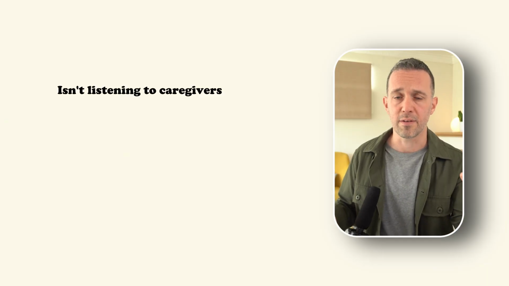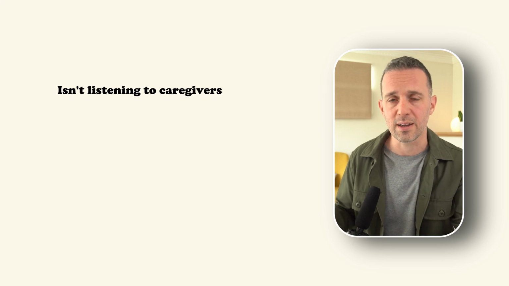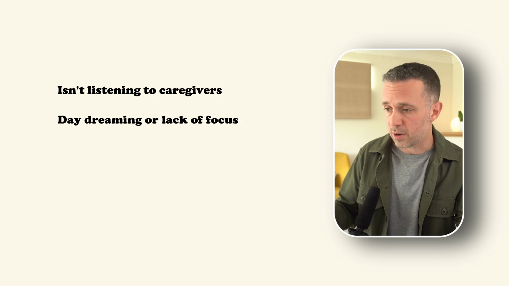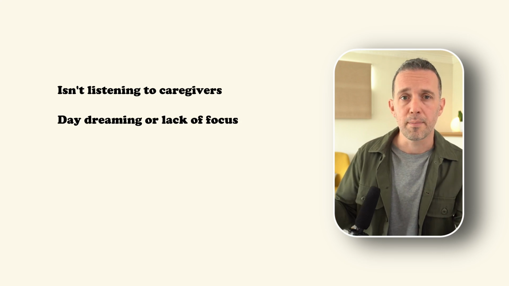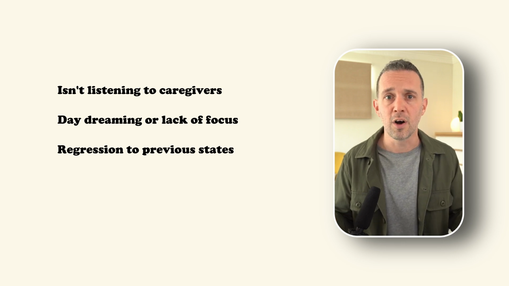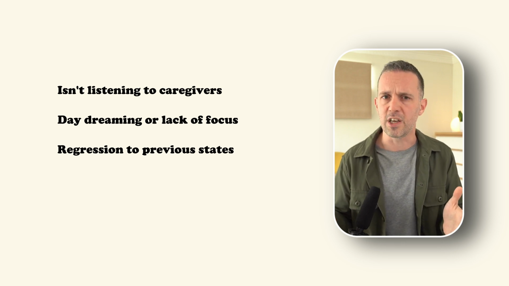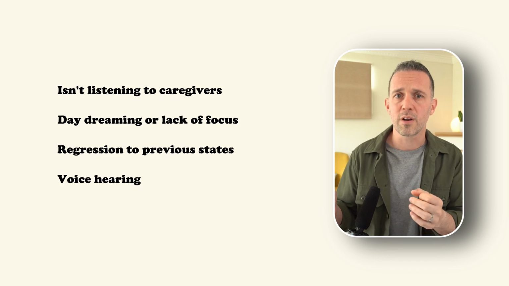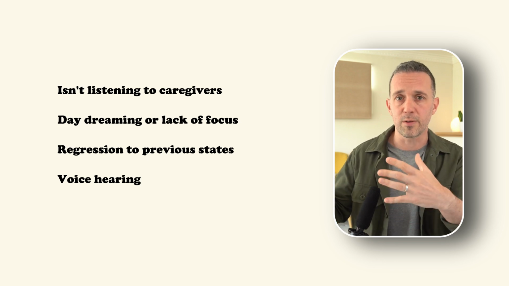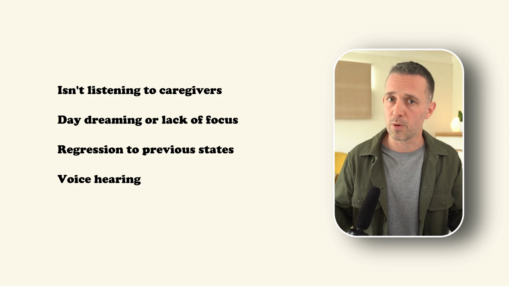It might appear as if the child isn't listening to parents or caregivers or other adults, or at school it might look like daydreaming and lack of focus. There may be rapid regressions to previous states, like suddenly acting like a baby or suddenly seeming very young for their age. And we also know that voice hearing is known as a form of dissociation. It doesn't just happen in serious mental illness like psychosis. So that's also worth keeping in mind.